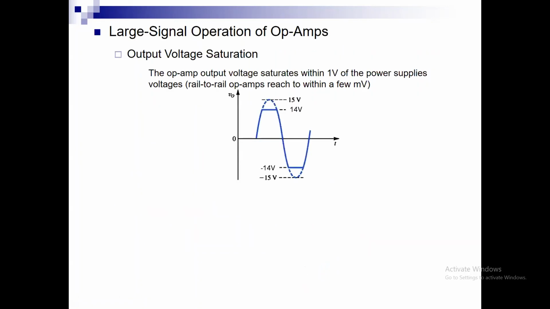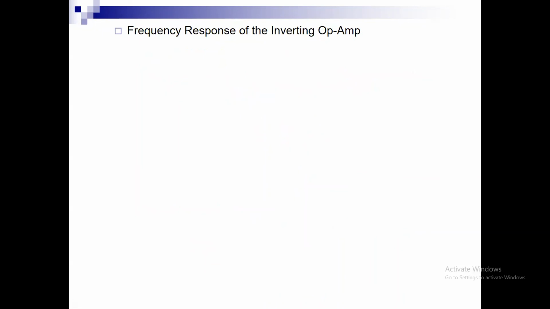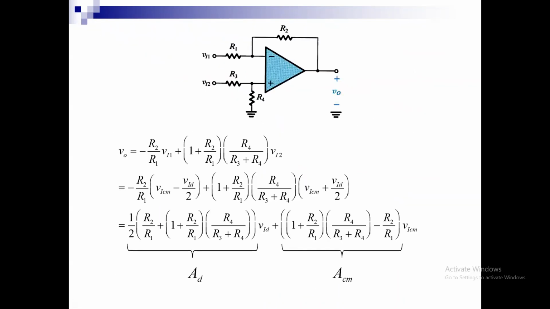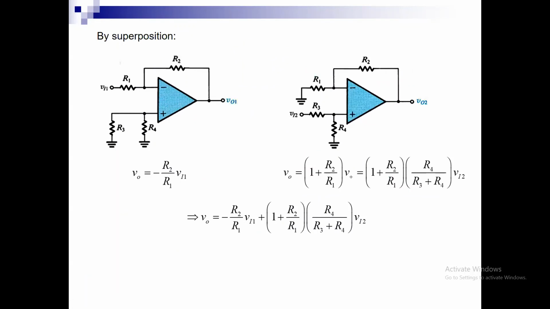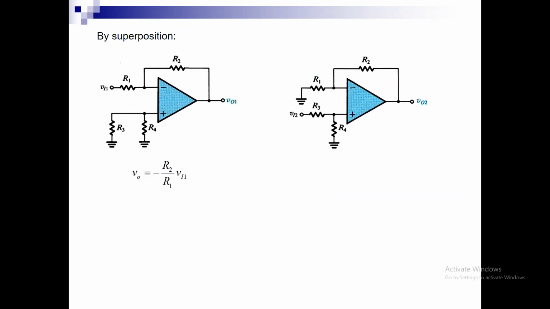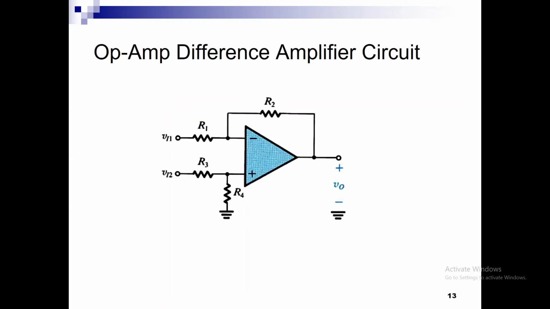Professor? Yes, Luna. I have a small question about what we did at the beginning of the hour. We were talking about differential and common gain, and I didn't quite understand how we got A2. Can you re-explain, please? So for this A2, what we did was we set Vn1 to 0. We got rid of it, right? And we kept Vn2.